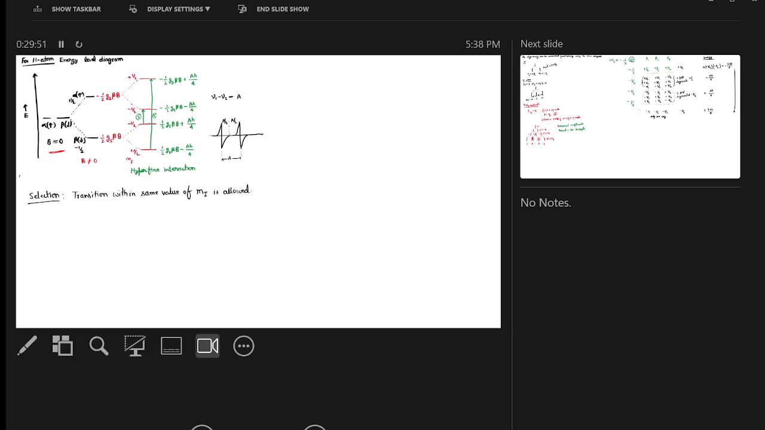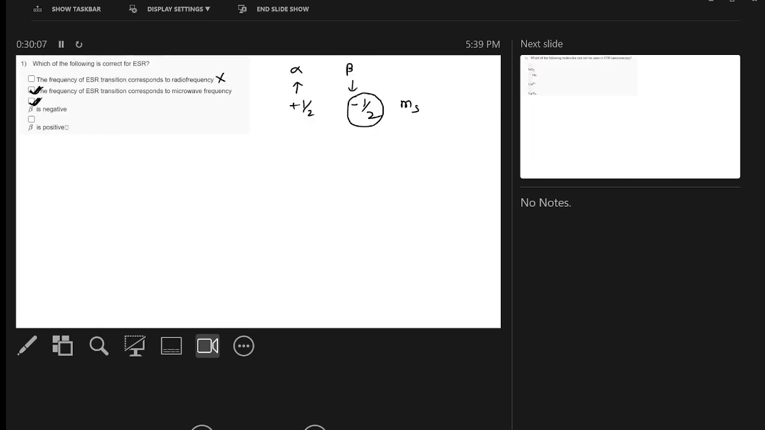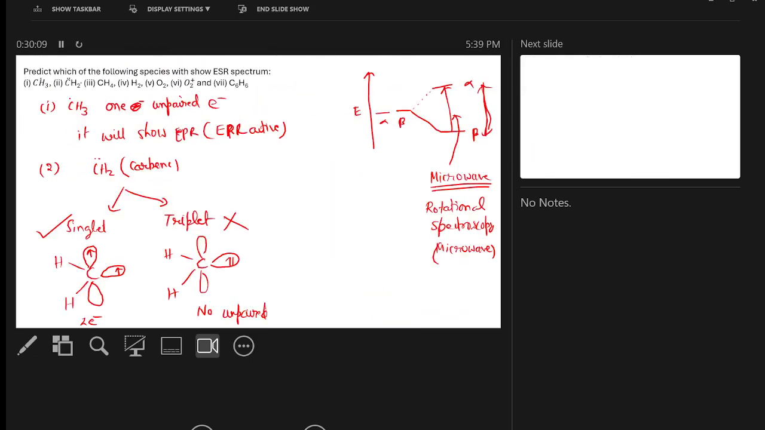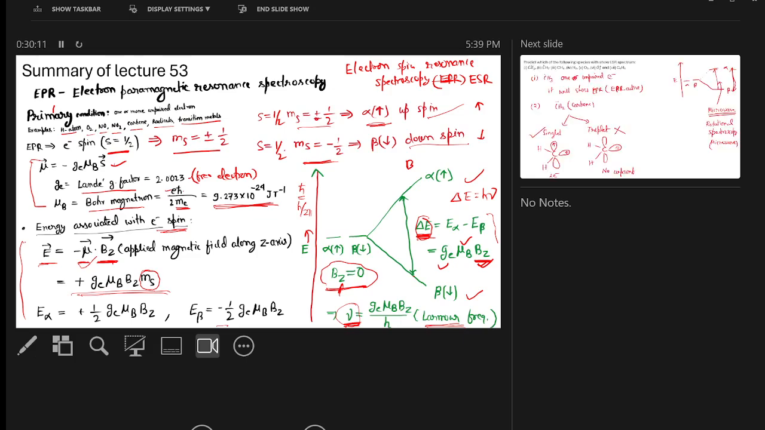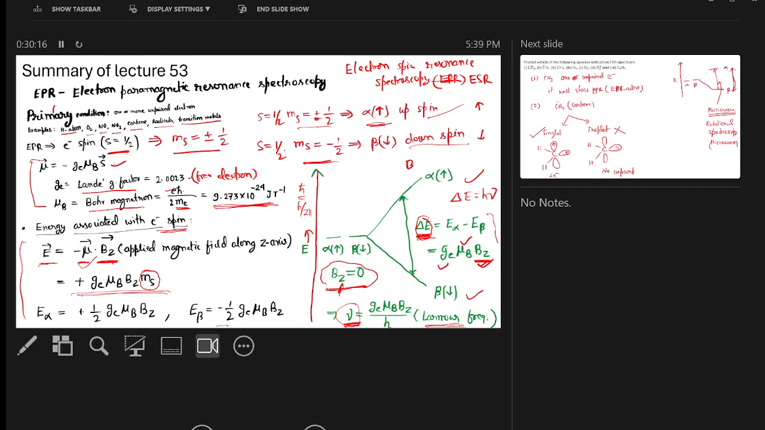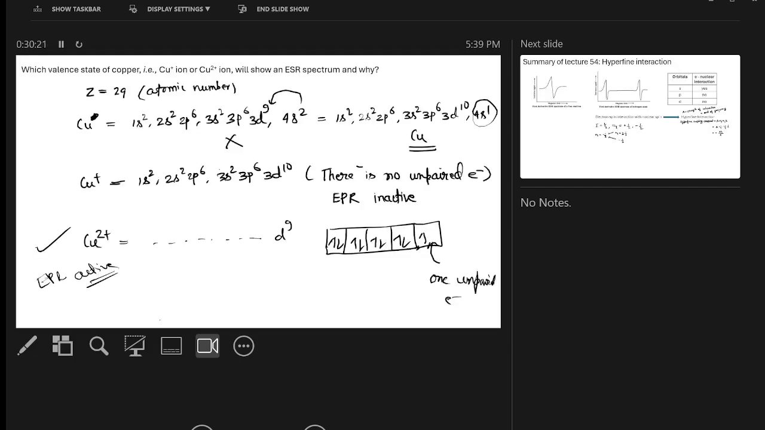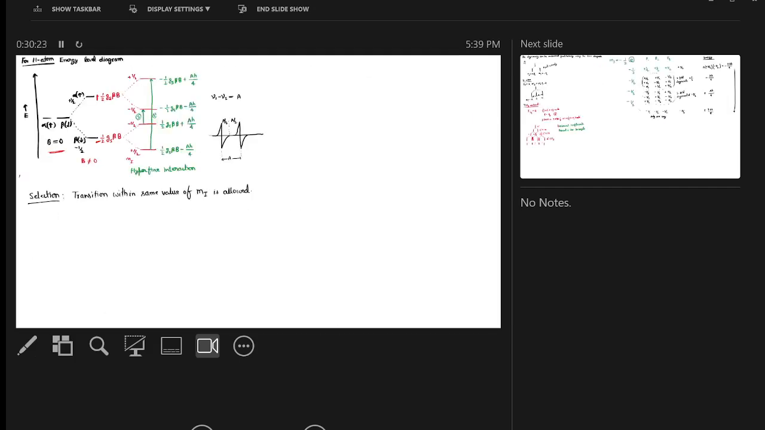This beta will have low energy and this alpha will have higher energy. So I wrote the reverse. Here it will be plus, here it will be a minus. I wrote the reverse. Sorry, excuse me.